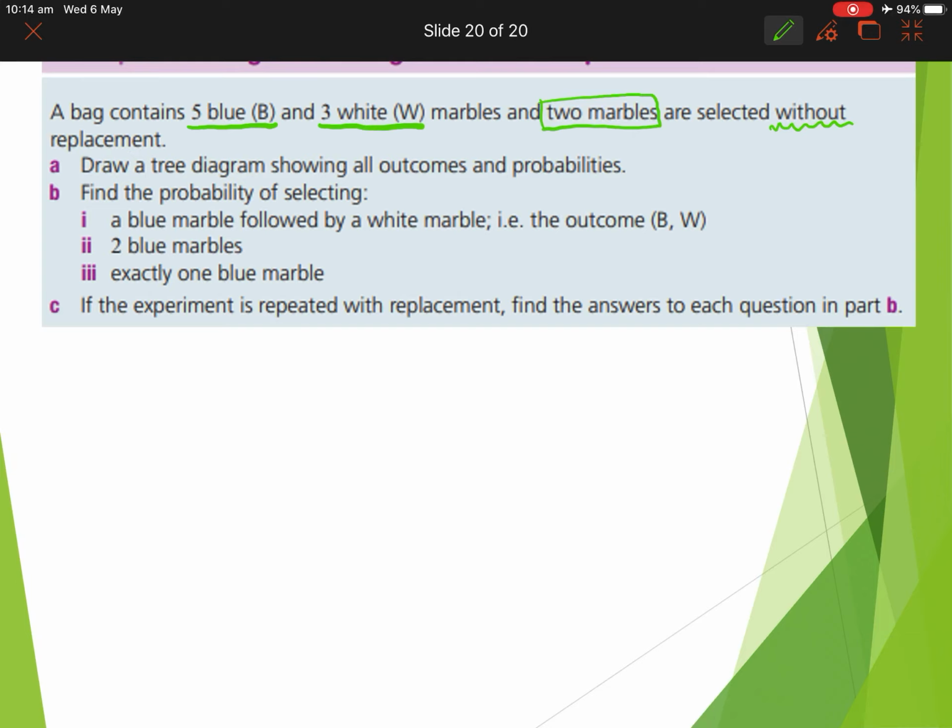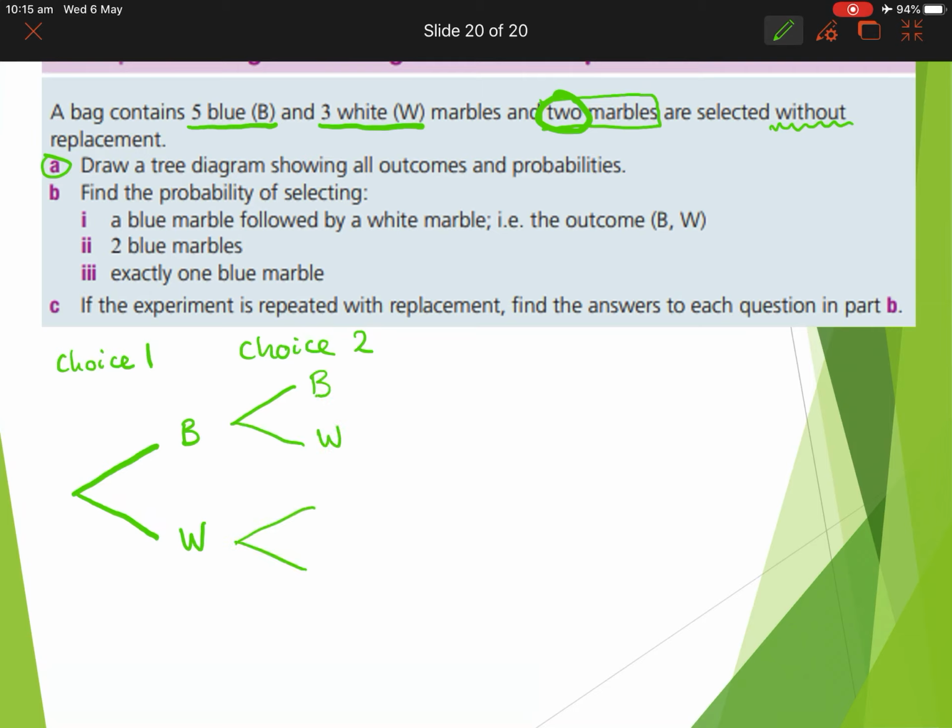So this one, A, says draw a tree diagram showing all outcomes and probabilities. So we're choosing 2 marbles. First, this is our first choice, choice 1. And we will get either a blue or a white marble. And then we have to choose again because it says we're choosing 2 marbles here. And then the choice again is going to be either a blue marble or a white marble. You have to do it here both times.